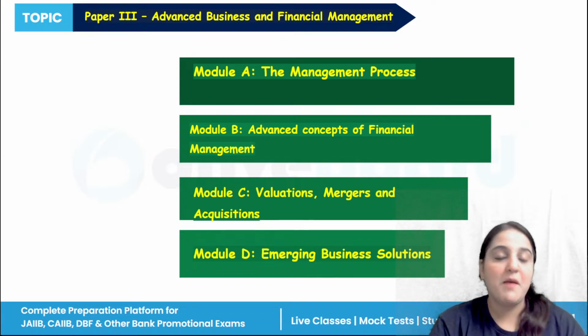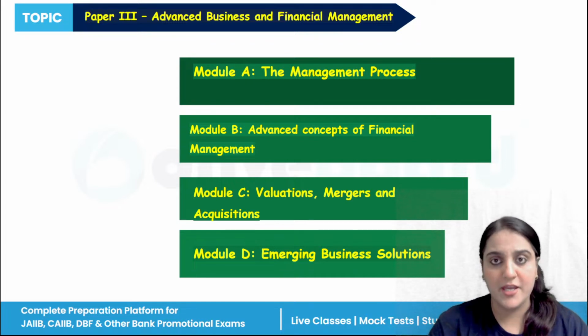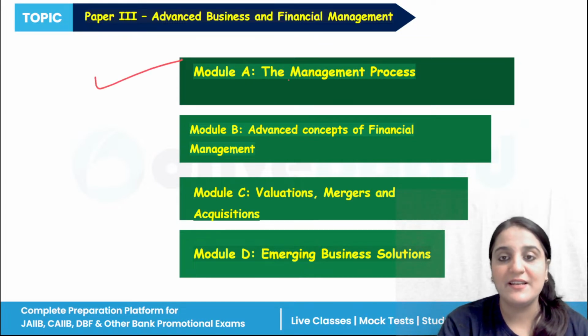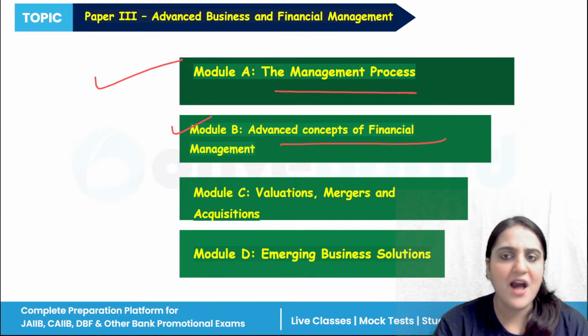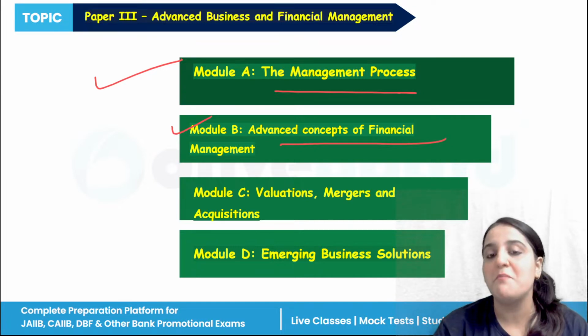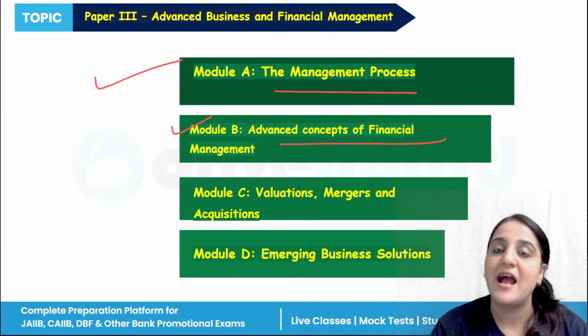If I talk about paper 3, it is related to ABFM, that is Advanced Business and Financial Management. In this, module A is related to the management process, module B is related to the advanced concepts of financial management, and module C is related to valuation, merger and acquisition.